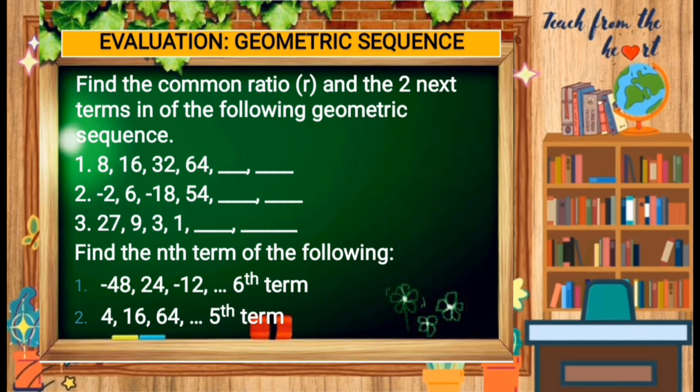So number 1, find the common ratio and the next two terms in the following geometric sequence. Number 1, 8, 16, 32, 64. Number 2, negative 2, 6, negative 18, 54. Number 3, 27, 9, 3, and 1. And find the nth term of the following geometric sequence. Number 1, negative 48, 24, 12. Find the sixth term. And number 2, 4, 16, 64, and solve for the fifth term.